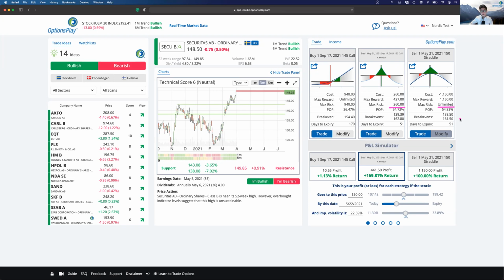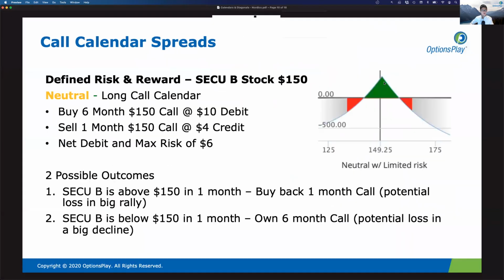Because if you sell that straddle, you're going to have to post margin. You're going to have to post tens of thousands of crowns of margin in order to sell that straddle. Here, you only need 260 crowns. That's all you need to enter into a strategy that's very similar to selling the straddle. I tend to find that a lot of investors are afraid to sell straddles because they're concerned about that unlimited risk and the margin that's required to enter this trade. So a calendar spread is an alternative that you can use.